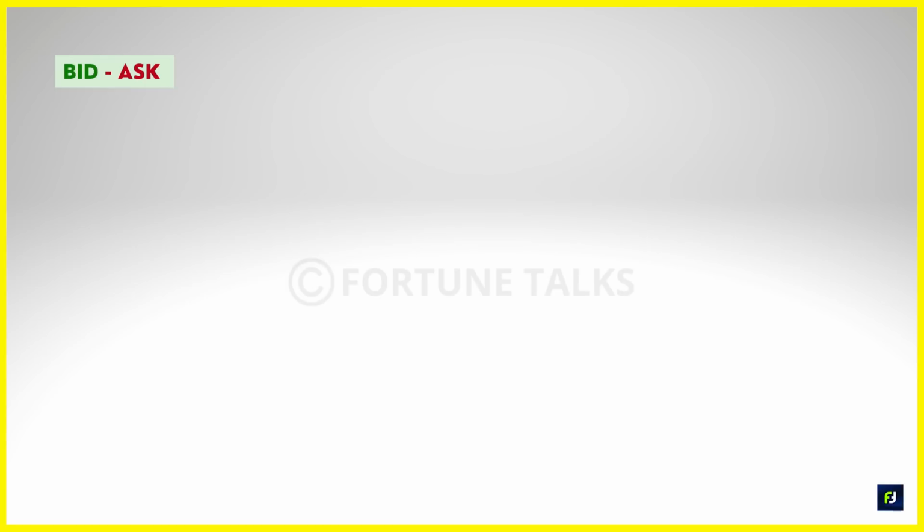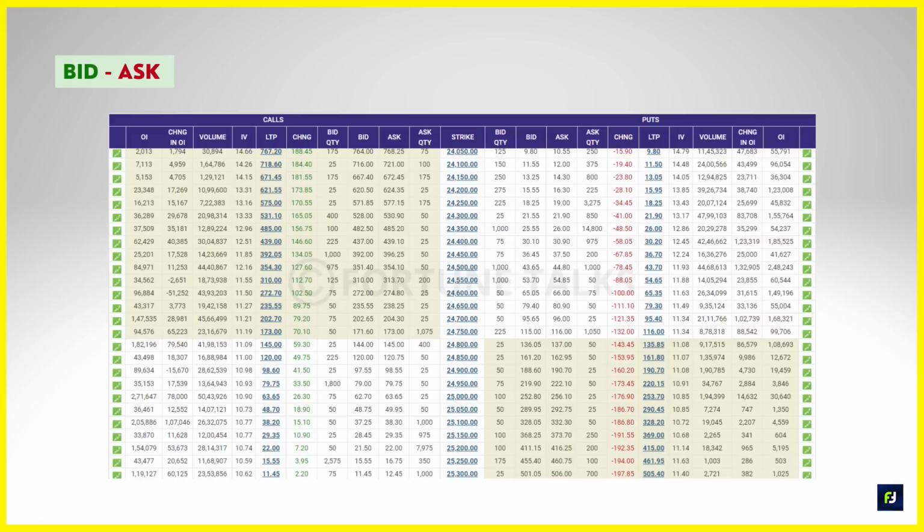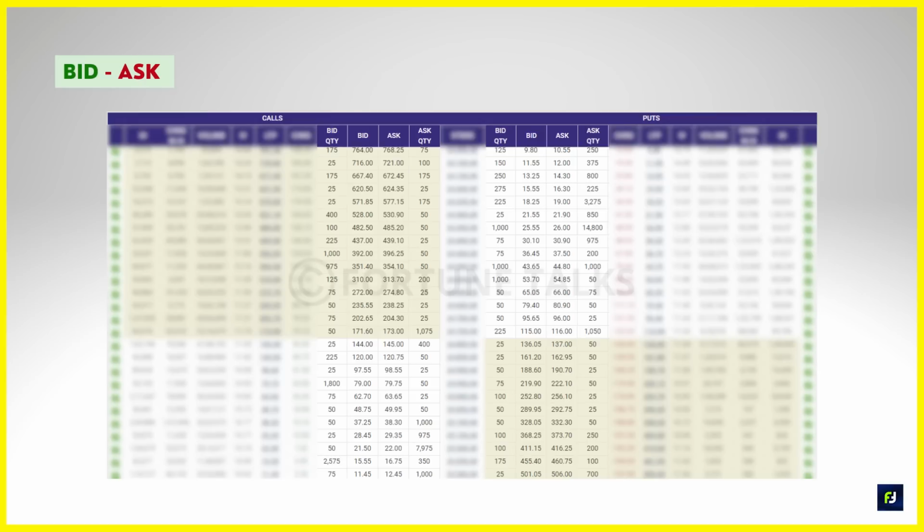We will begin with the bid ask spread. If you look at an option chain, you won't explicitly find the bid ask spread. Instead, what you get is the bid and ask prices and the bid and ask quantities for both calls and puts. Let's not worry about this right now.